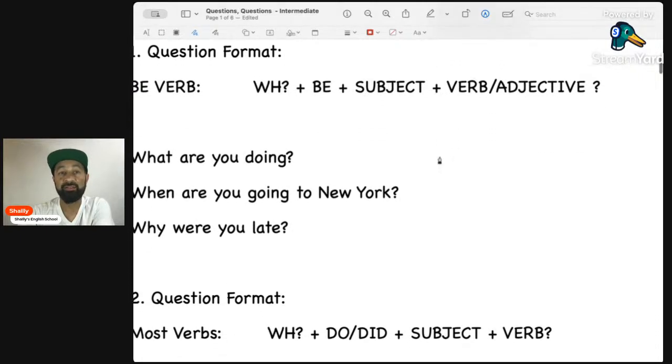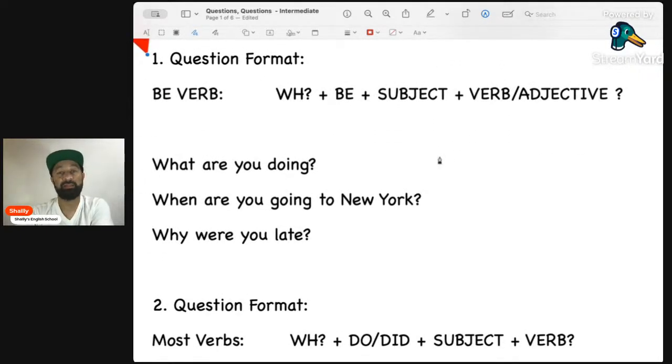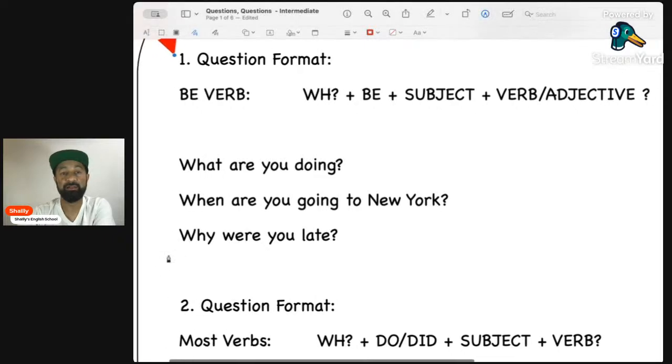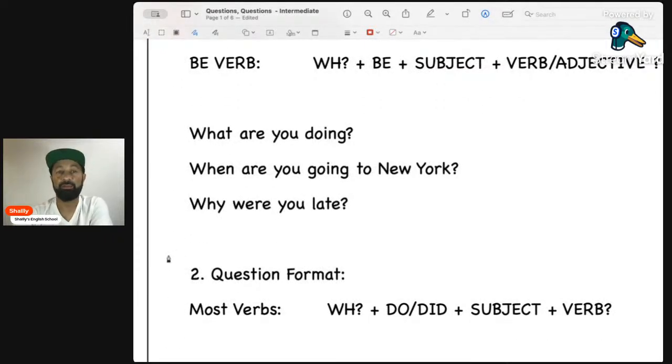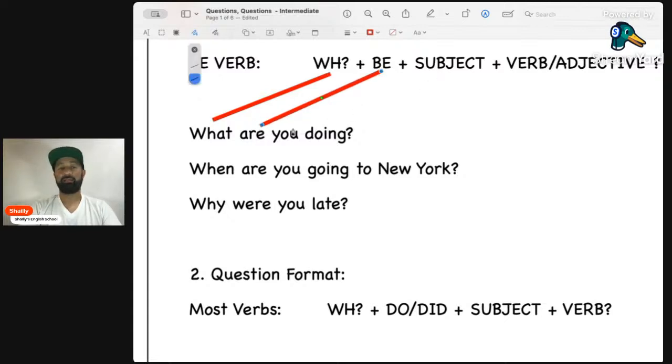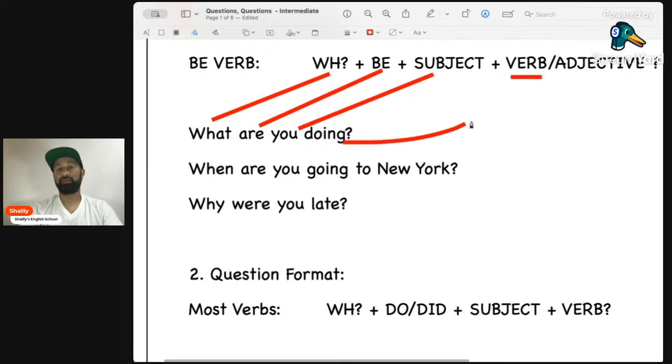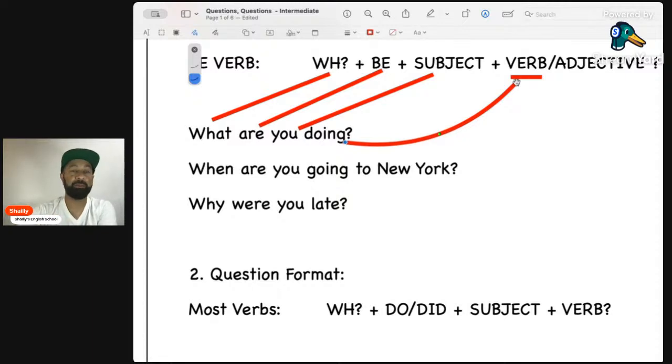The pattern says WH plus the be verb, and we have a subject, and then we could have another verb, an adjective, or an adverb. There's many things that we could put after the subject. Let's look at a couple of example questions. We've got, what are you doing? That's a very simple question. We got our WH word, the be verb, my subject, and then I'm using a verb in this one. We're following that pattern.